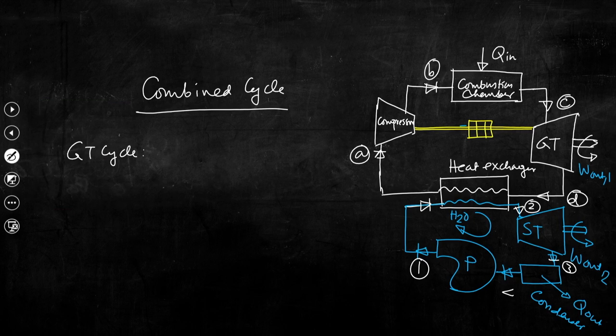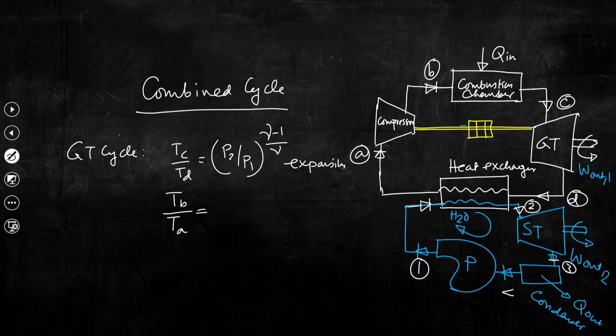So, for the gas turbine cycle, we can write Tc by Td, that is expansion, equal to P2 by P1 power gamma minus 1 upon gamma. This is the expansion process inside the gas turbine. As I said, gamma for compression may not be equal to gamma for expansion, because we are adding a certain amount of fuel here in real applications, and hence gamma and Cp will change. And for the compression we can write Tb by Ta equal to P2 by P1 power gamma minus 1 by gamma. Again, this is for the compression, so gamma for compression may not be equal to gamma for expansion.